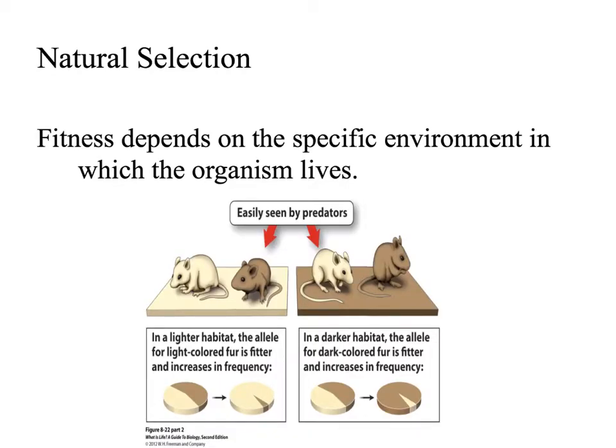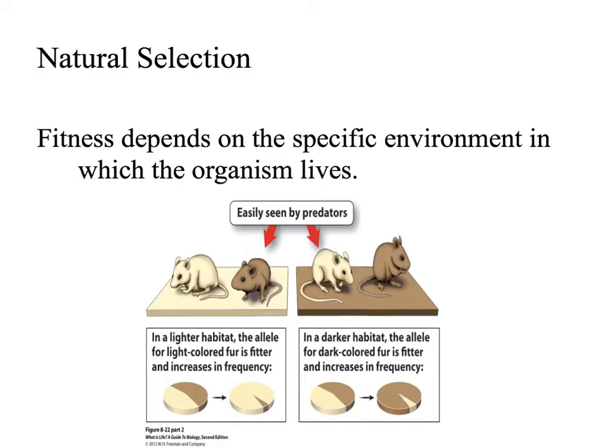Here's another example of how fitness depends on the specific environment where an organism lives. In this example, we have mice that live in two parts of the desert. In one part of the desert, the sand is light colored. The lighter colored mouse is able to blend in and avoid predation. This means that he will be able to survive longer and reproduce more often than the darker mouse who stands out and gets spotted by the predators. This can cause a change in the allele frequencies over time, and eventually most of our population will be white or light-colored mice that match the background.